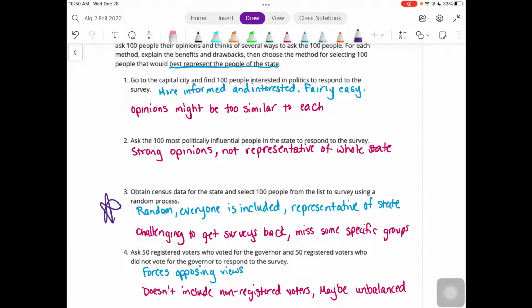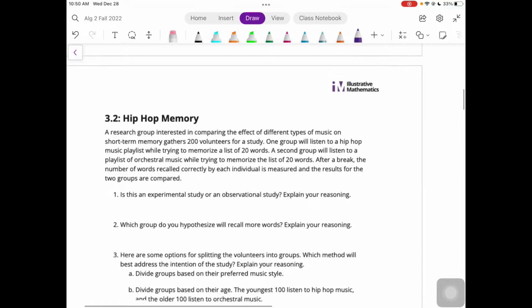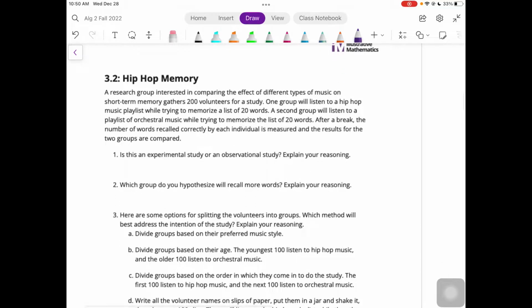All right, let's take a look at the next part. Hip-hop Memory, a research group interested in comparing the effect of different types of music on short-term memory, gathers 200 volunteers for a study. One group will listen to a hip-hop music playlist while trying to memorize a list of 20 words.